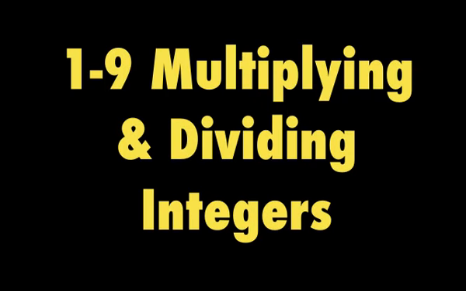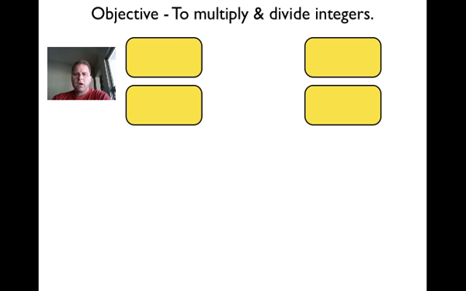1-9, multiplying and dividing integers. Alright, so today our objective is to multiply and divide integers. Remember, integers are positive, negative, whole numbers, including 0.